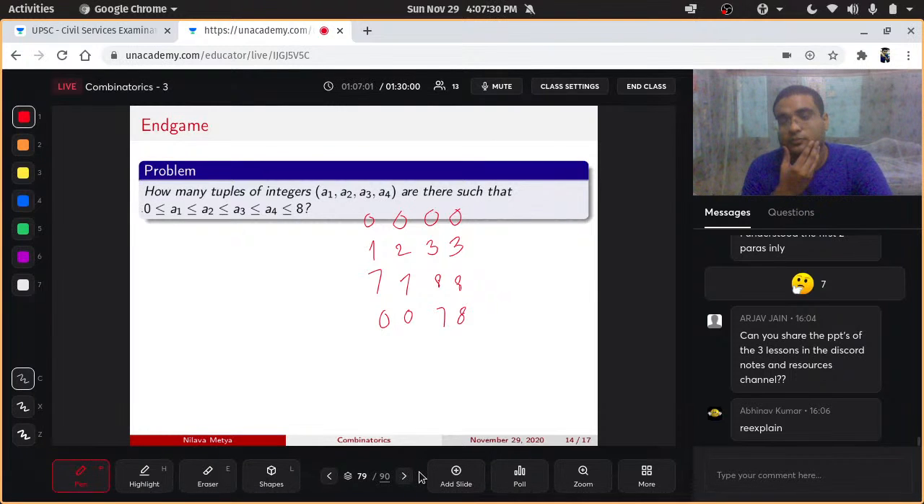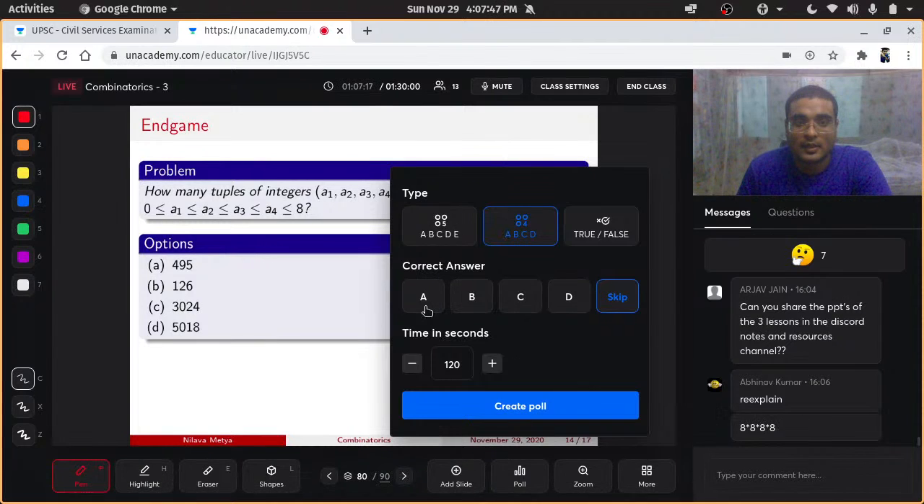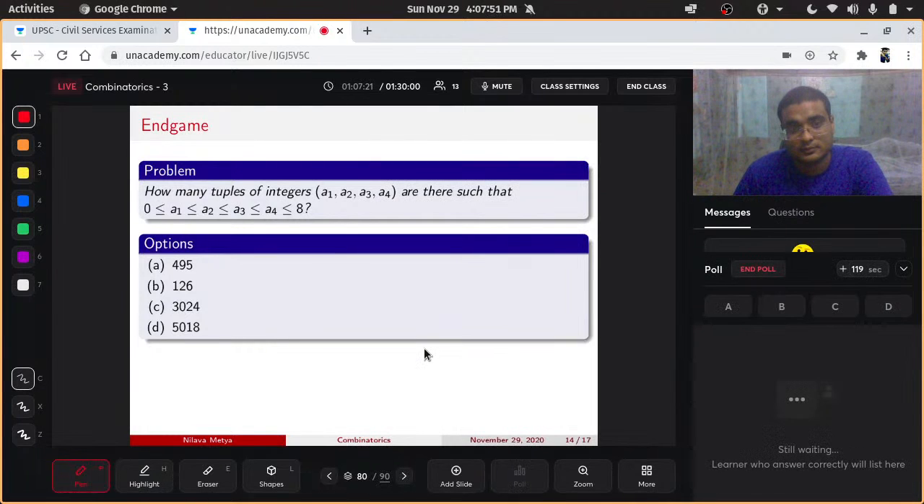Okay. I will give you 2 minutes again for a poll. Options are here. Poll is 2 minutes. Okay, so this time you will know the correct answer because I am marking it. So the poll has started.